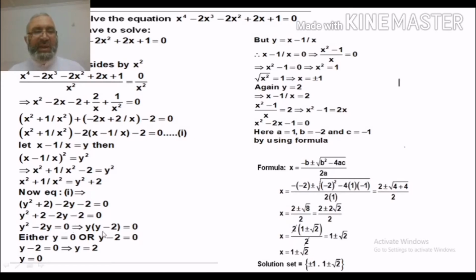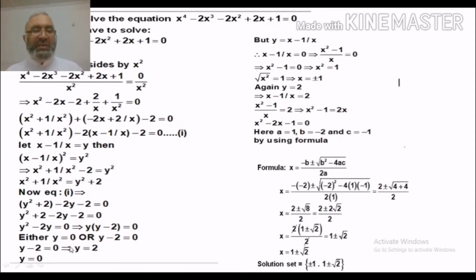Again, y is common to both the terms. So taking y common, we get y into (y minus 2) is equal to 0. So the product of two factors is equal to 0. Either y is equal to 0 or y minus 2 is equal to 0. So we get two values of y.